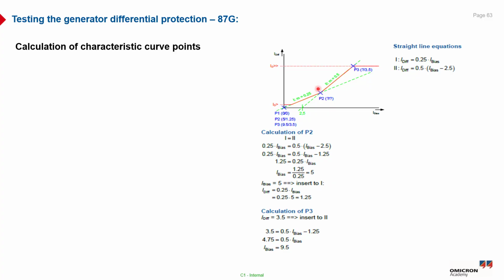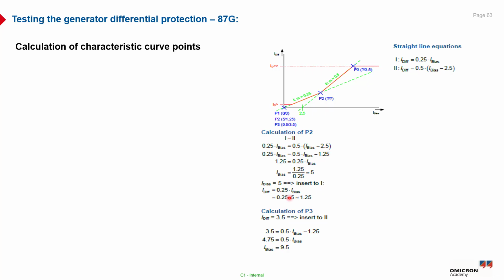Both of them are variable, but point 2 is considered the end of slope 1 and the start of slope 2. So we can define the two equations and make them equal to each other. As you can see, 0.25 I bias equals 0.5 I bias minus 2.5, which is base point 2. So we can get the I bias value from these two equations.